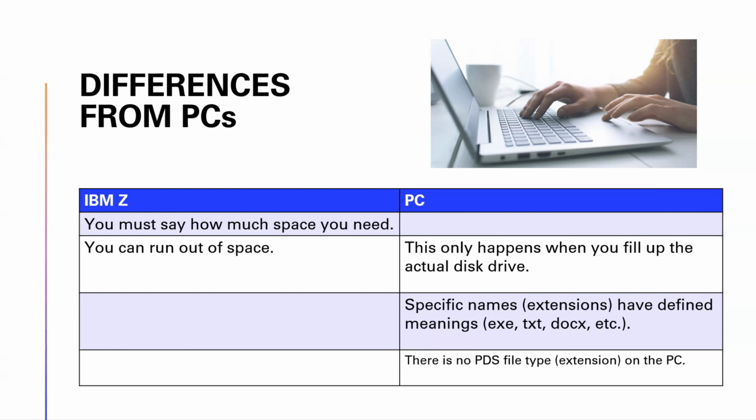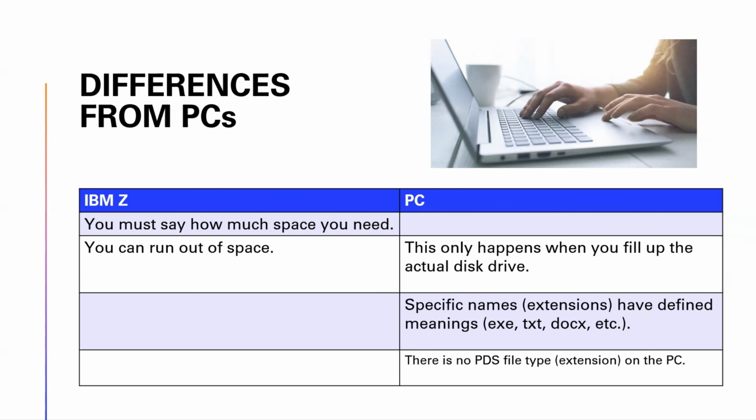Now, because you have to tell it how much space you need, you can run out of space. On a PC, you can run out of space too, but that happens when you actually fill up the actual disk drive. Like I said, I'm not aware of there being limitations on how much space you can use with a PC file, but that's not an issue generally on a PC. You want to take the next two, Ray?